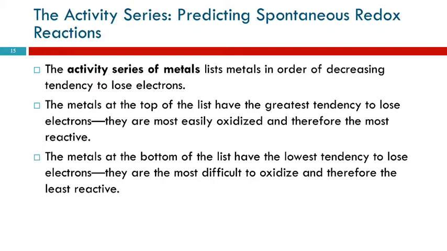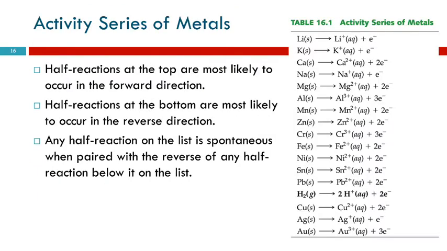And so in terms of how these metals get together with nonmetals, this activity series predicts who's going to have a reaction and who's not. So metals at the top of the list are most easily oxidized. They're the most reactive. The ones at the bottom are the least reactive. And so here is a partial activity series. This isn't including all of the metals.